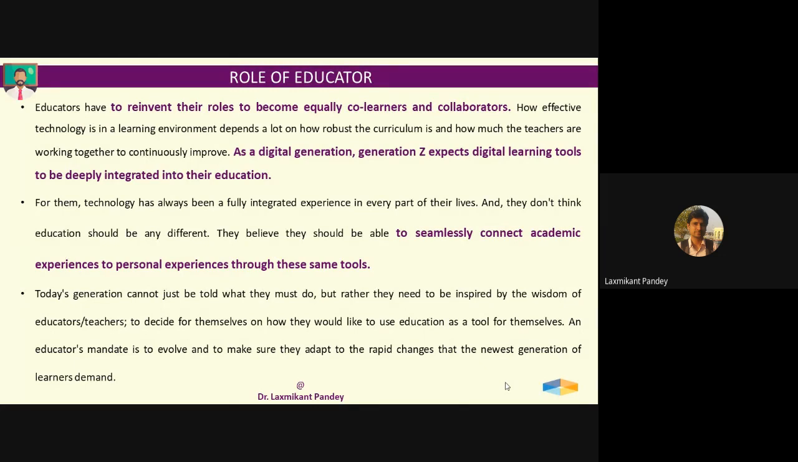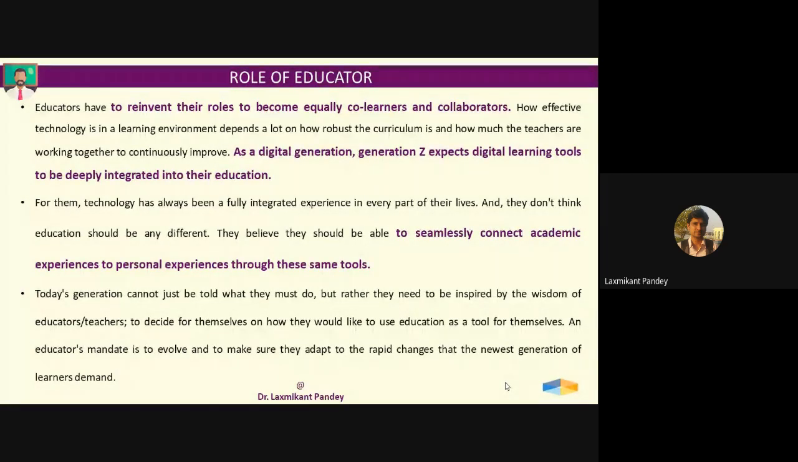Now, as I told you, gradually the time is changing and we are moving towards digital technology. So the educator needs to be a co-learner. He should learn along with the students. Then only he can evolve himself and evolve his teaching methodology, and because of that he can cope with today's generation Z.